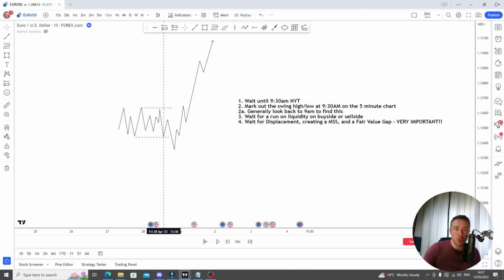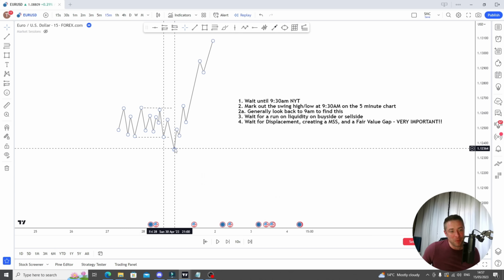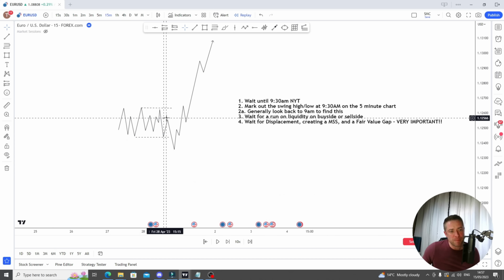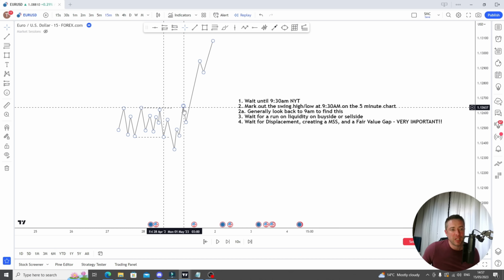Generally speaking, it will cause a market structure shift, which is simply a break in market structure. That's all it is. So this is downward, downward, downward, downward. Oh, and then it's broken this here and created a market structure shift, creating a fair value gap here, and that's where we would enter, and away we go. That's it. Should we have a little look at the charts?